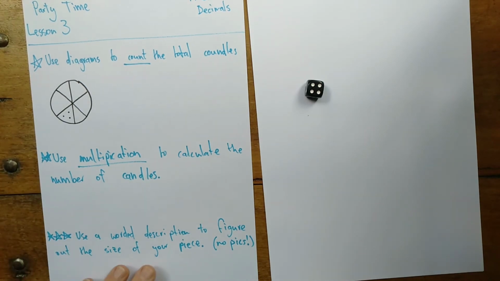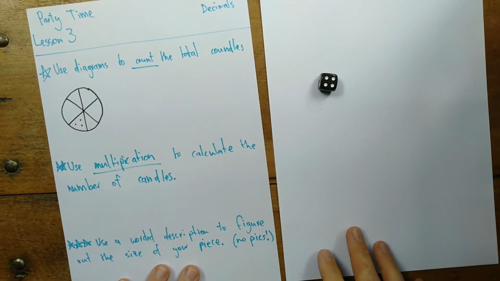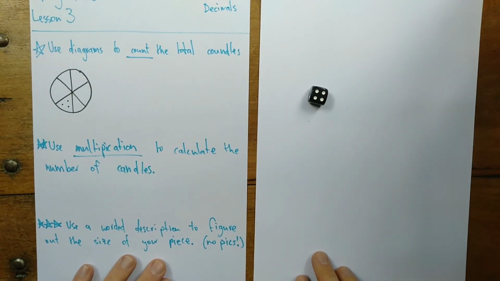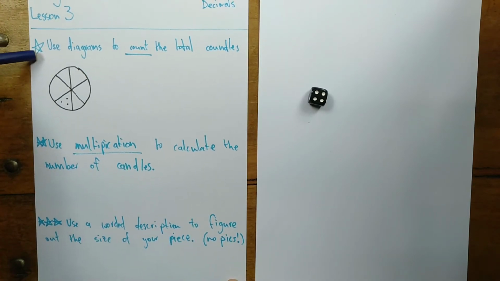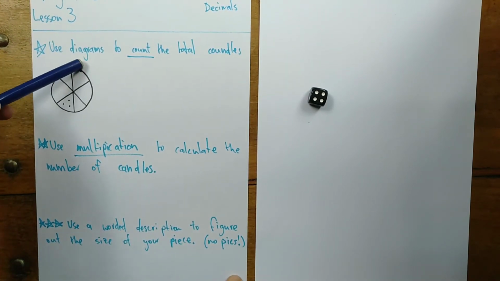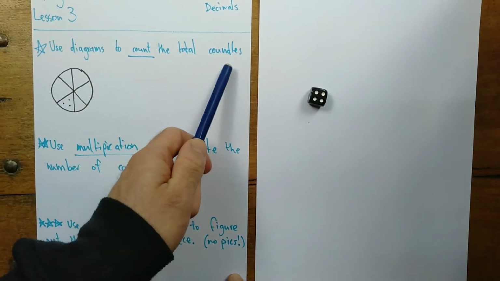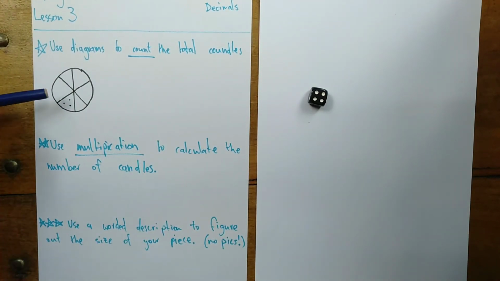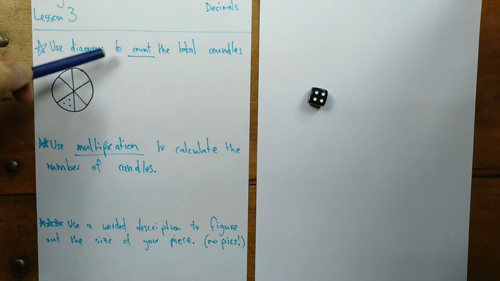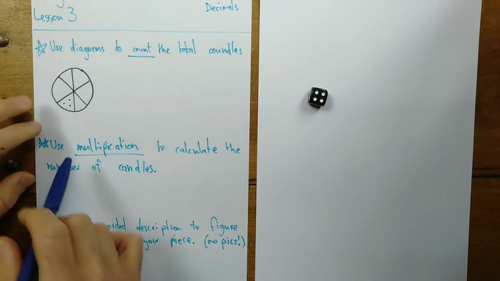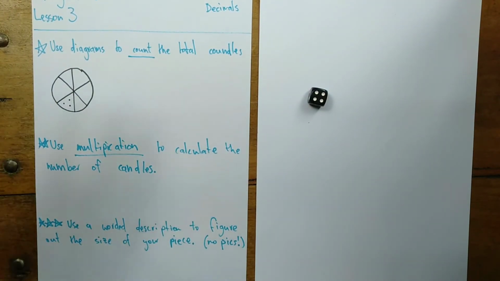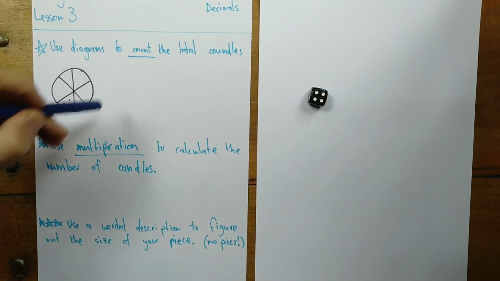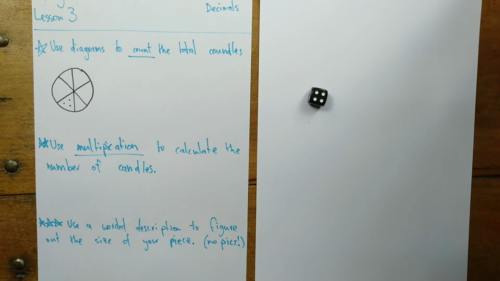Okay, as per usual, there are 3 different star levels for this task. The 1-star task, you're going to use diagrams to count the total candles. So when I say that, I mean something like this. This is a birthday cake that's been chopped up into different pieces. You could imagine viewing that birthday cake from above and looking down on the cake and seeing that it's been chopped up into those pieces.